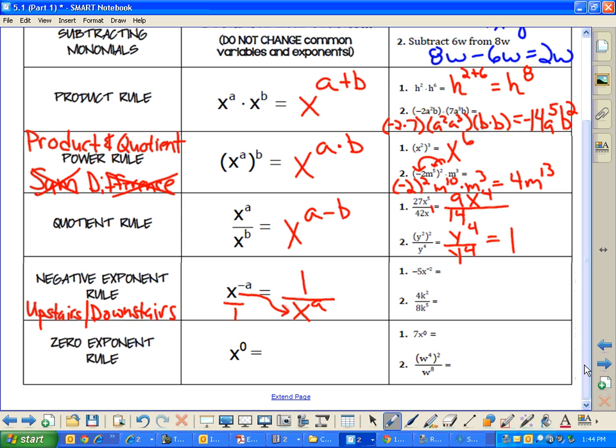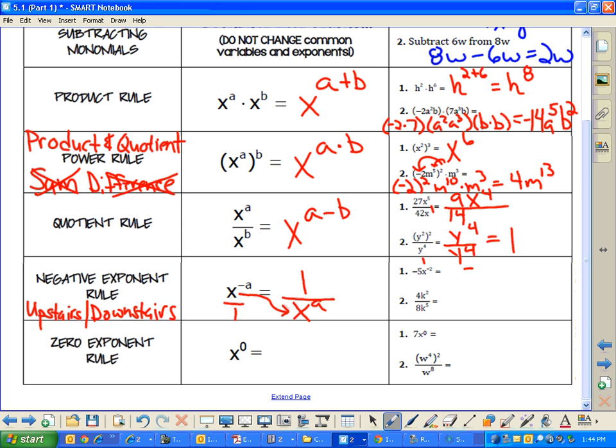Negative 5 has an exponent. It does. We don't ever write it, but it's there. Negative 5 is raised to a power. Do you know what it is? I see fingers. Yes, 1. Negative 5 is raised to the first power. That's a positive exponent. So negative 5 is fine where it is.